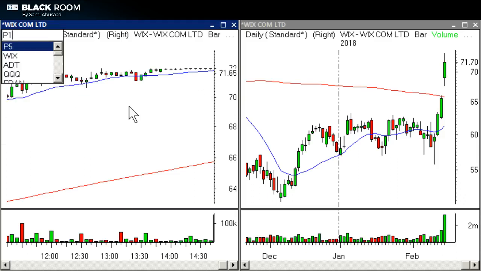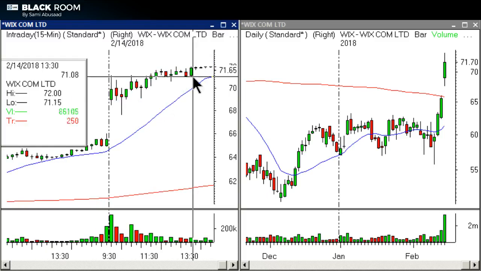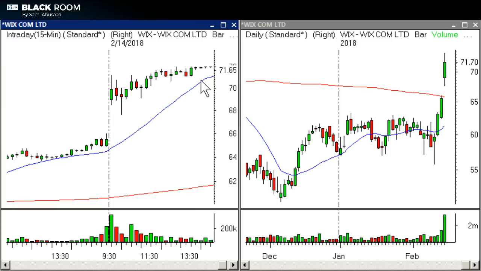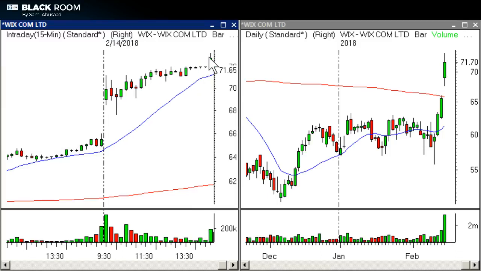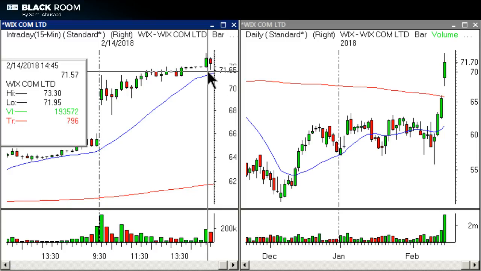The stop, and I risk $500 per trade, so that's 2,000 shares at 72, and the stop was under 71.75, very tight. And on the pop, I jumped out. So this was actually my best trade of the day, believe it or not, today. Got in at 72 and out at 72.